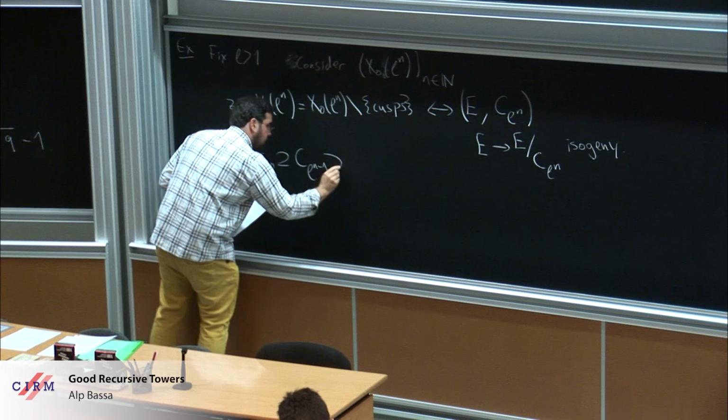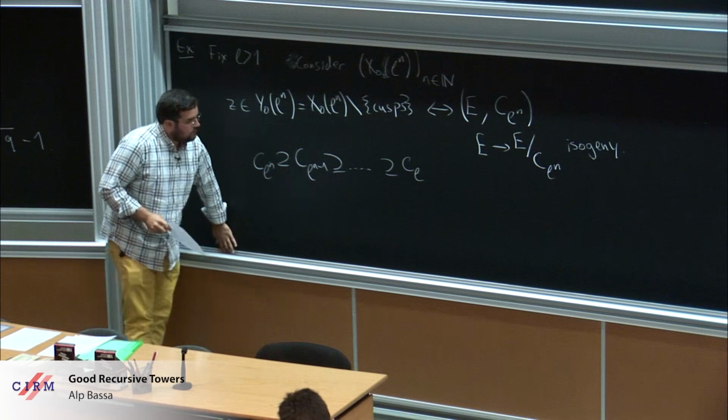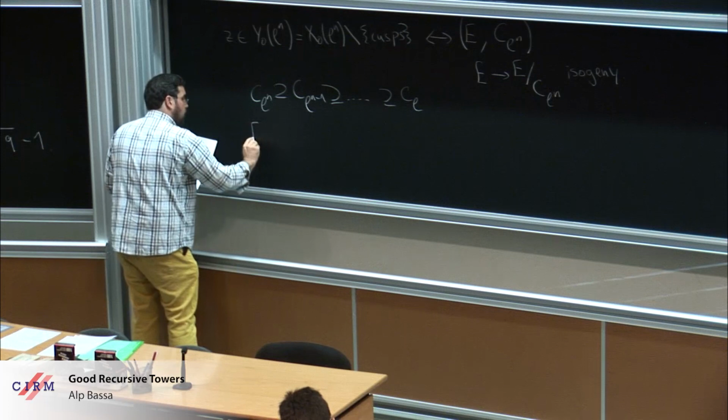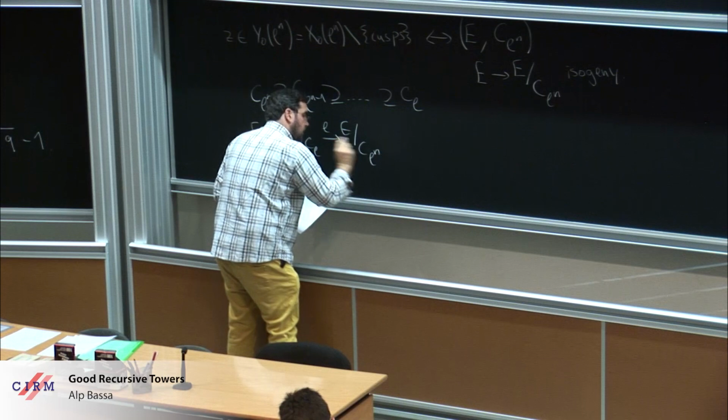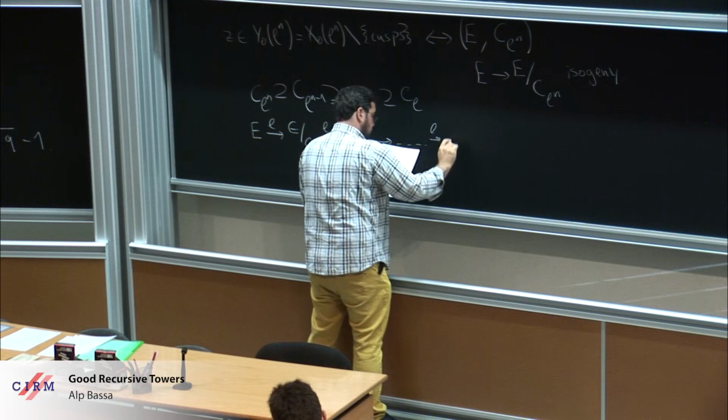And corresponding to this filtration, you will get a chain of isogenies, right? So you have your elliptic curve E, you'll have an L isogeny to E modulo L, you'll have another L isogeny to E modulo L squared, and so on. And lastly, an L isogeny to E modulo L to the n.